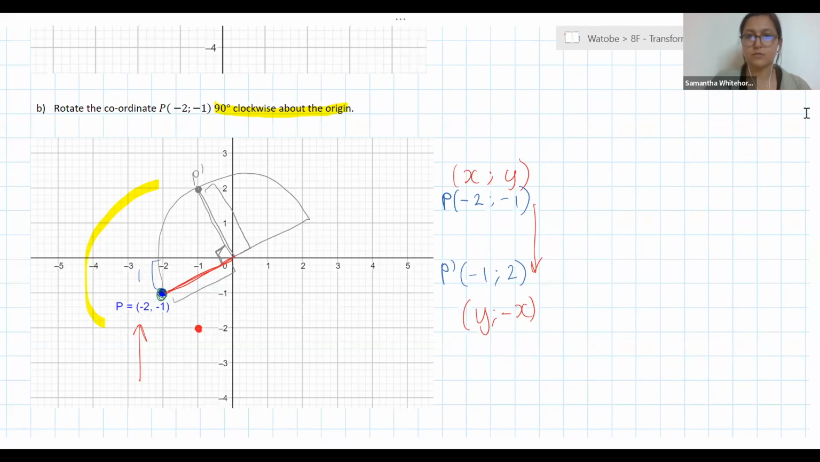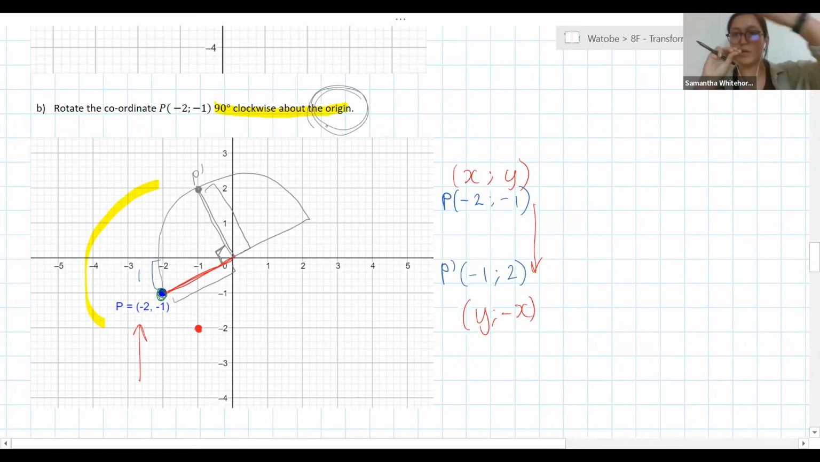That's at -2 and -1. Rotate it 90 degrees clockwise. So, Miss, I was curious why you started at 0. Is that where it's supposed to start originally? Yeah, so remember, we're rotating it about the origin. So the origin is the point around which I'm going to move the point. Oh, okay. Cool. Thank you, ma'am. Sure.